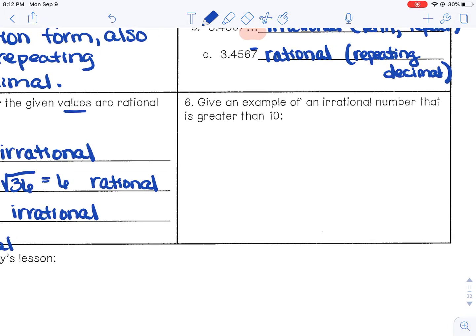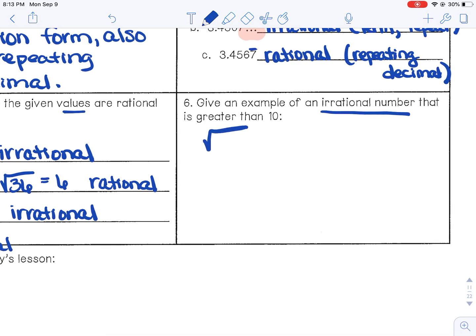Okay. We want on number 6 to give an example of an irrational number that is greater than 10. So here's what I want you to think about. What rational perfect square will give you an answer of 10? That would be the square root of 100, right? So I need a square root that's larger than 100 that will give me an answer that's more than 10. If I have the square root of 103, I know that's not a perfect square, so that makes it irrational. And I know that it would be maybe 10.1 or close to it. So the square root of 103 would be an example of an irrational number.